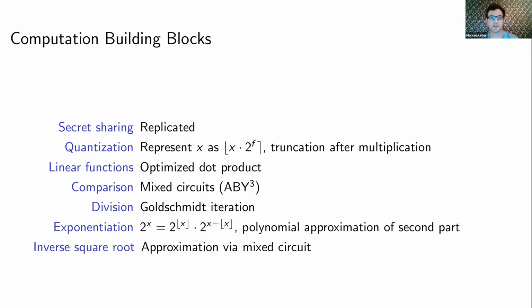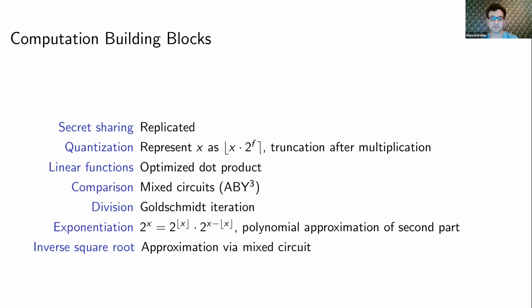We use what is sometimes called the optimized dot product for linear functions, which means that with some secret sharing schemes, you can have communication that is linear in the output of the linear function, or basically the cost of one multiplication for a whole dot product. We implement comparisons with mixed circuits, pretty much ABY3 style. We implement division using Goldschmidt iteration. It is also an established algorithm.